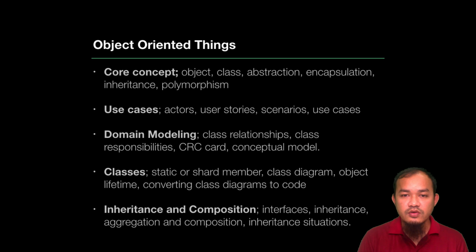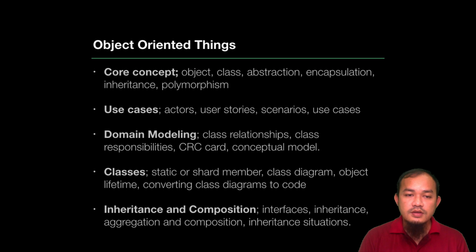Whether it is object-oriented analysis and design or object-oriented programming, we use use cases, such as actor, user story, scenario, and use case. This is included in object-oriented analysis, which we use to analyze and design, and then we use object-oriented programming to write the code based on the use case. Then domain modeling, such as class relationship, class responsibility, CRC card, and conceptual model, is used to draw the relationships and tell what a class has to do with another.